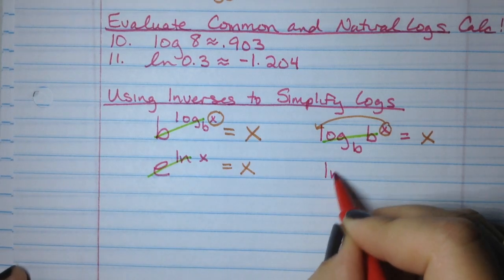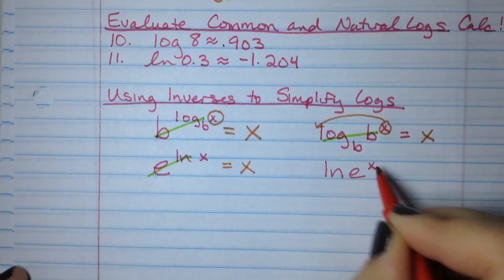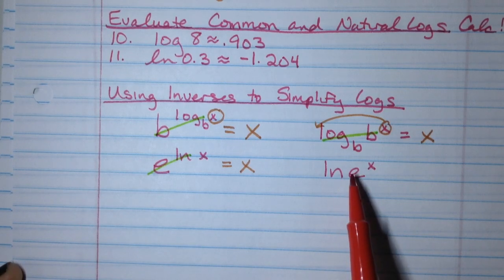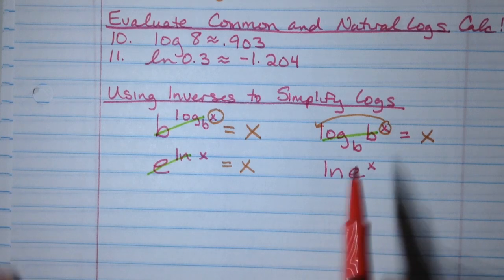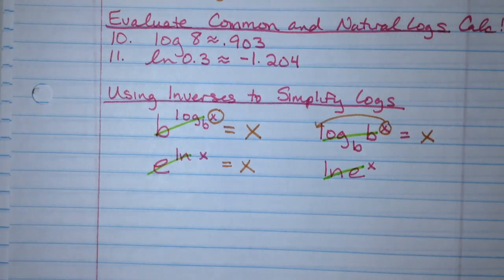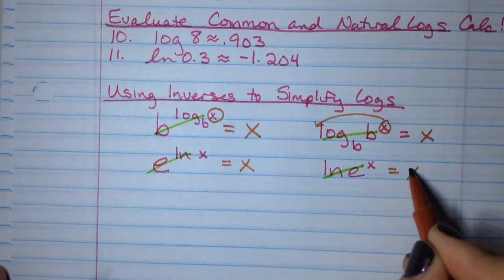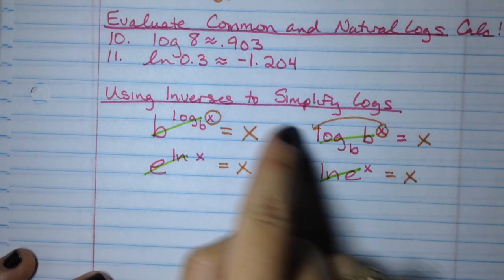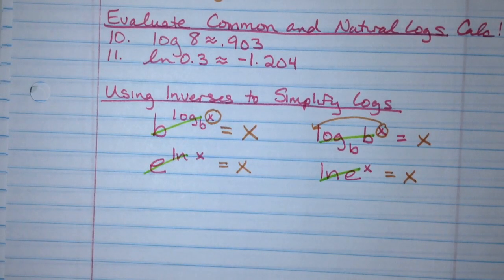So if you have a natural log of e raised to the x, what's the invisible base of a natural log? It's e. So if the little base and the big base match, e and e, they cancel out. And we'd get that this is equal to that exponent x. There's a lot of canceling that goes on, and it just takes a few examples to understand what's going on. But this is a really important fact if you're planning to go on in math at all.